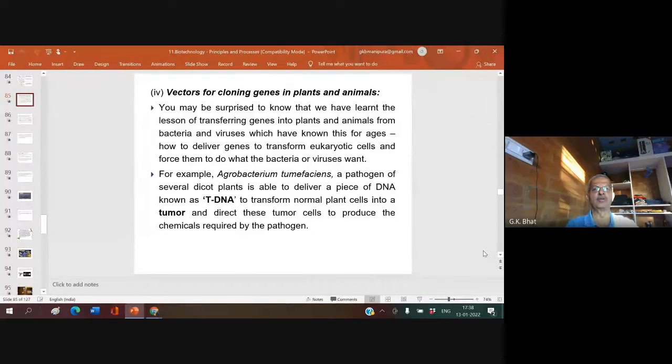Which vectors are used? Is it that always we have to go for the plasmid present in the bacteria as the vector? You may be surprised to know that we have learned the lesson of transferring genes into plants and animals from bacteria and viruses. Yes, it is through bacteria and viruses, which have been known for ages with regard to the transferring of genes.